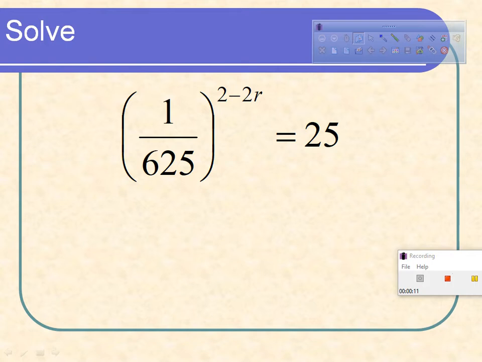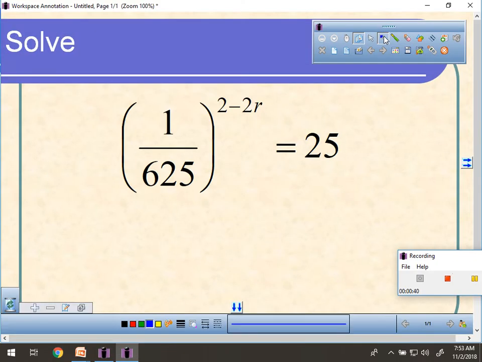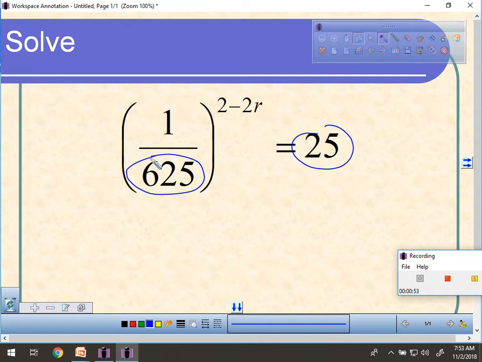Now, what I'm going to do is still use my chart. On the left-hand side, I know that whatever my exponent is, it's going to be a negative number. So I'm going to look and see where 625 and 25 show up on the same row. And I do notice that they show up where the 5 is. So you see that this is 625. That would technically be 5 to the 4th.